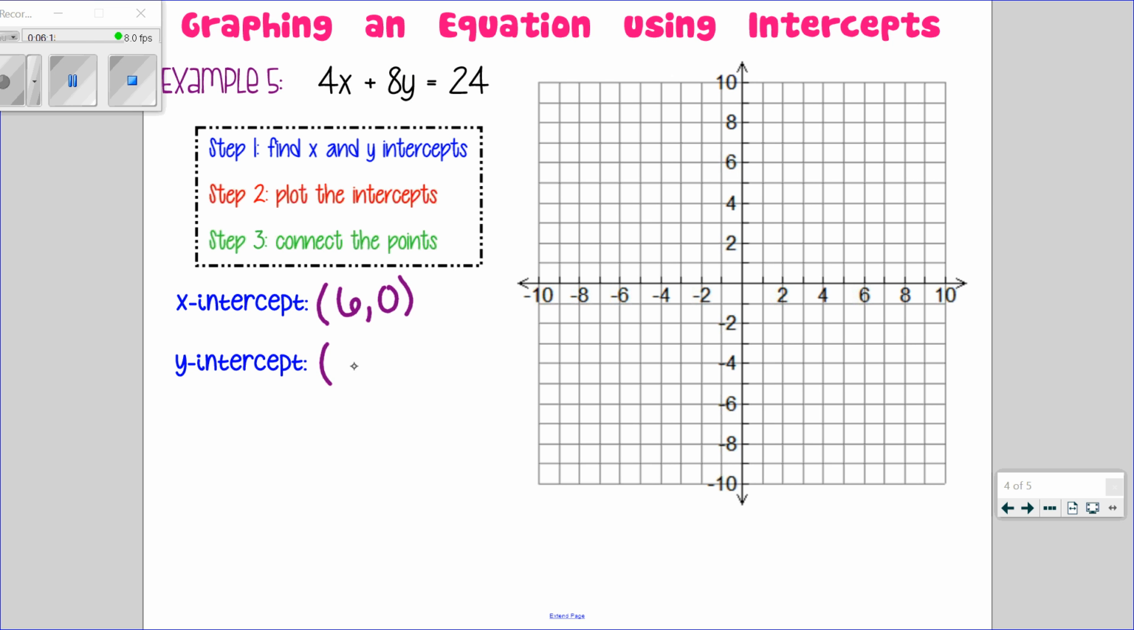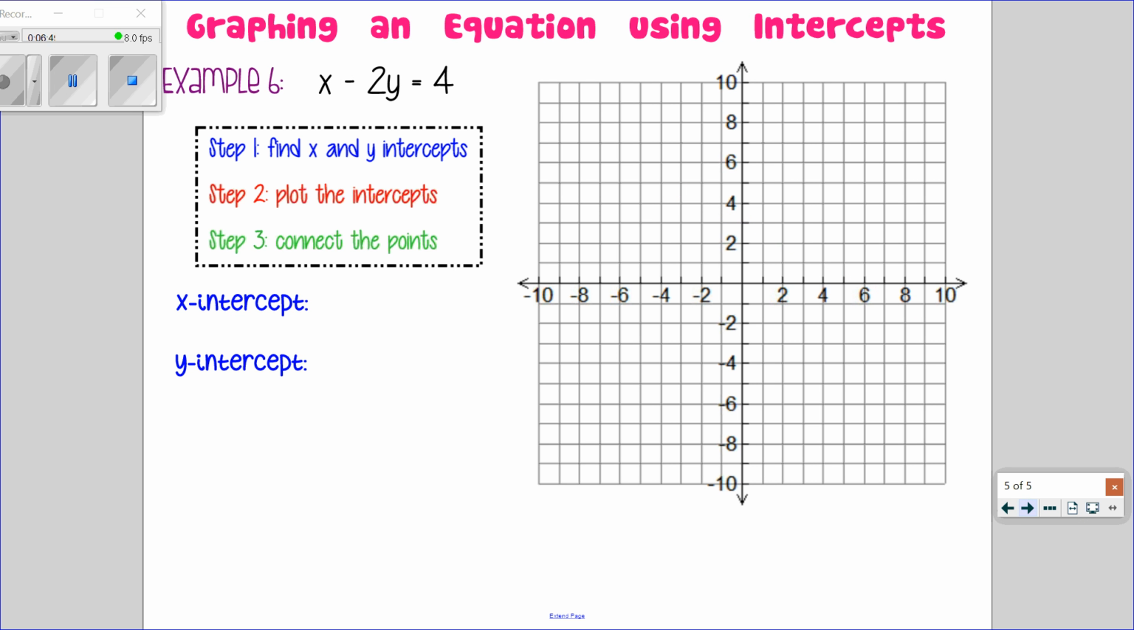Now let's find the y-intercept. We know the x value will be 0. Let's go ahead and use our cover-up method. It looks like our y value, when we divide by 8, will be 3. So step 2 for graphing is we plot our intercepts. The x-intercept was (6, 0), so I go to 6, 0 and put my dot there. The y-intercept was (0, 3), put my dot there. And then we just connect our dots with a line. This one's nice and easy because you just have to have your 2 dots on your line. You don't have to have 5 this time.